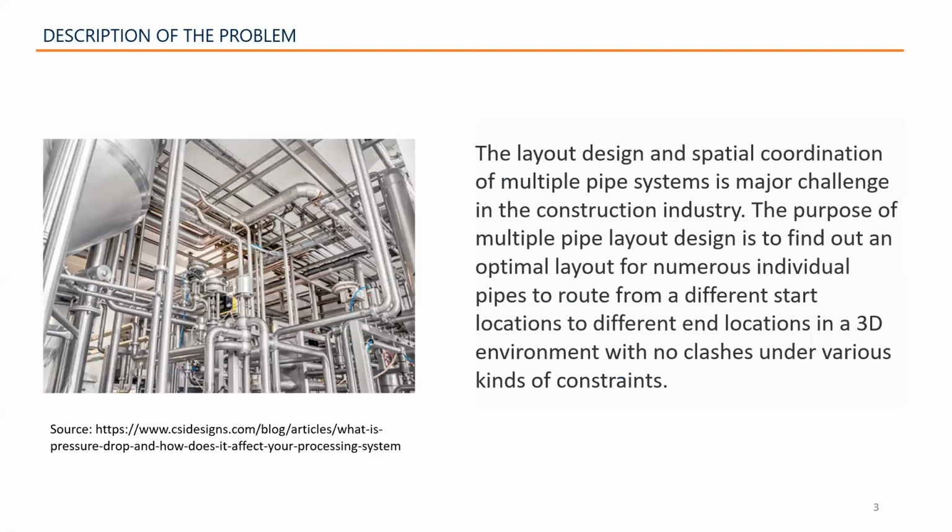Description of the problem. Piping is a system of pipes used to convey fluid from one location to another. The layout design and the spatial coordination of multiple pipe systems is a major challenge in the construction industry. The design of pipe system layout needs to consider factors such as building space geometry, system requirements, design code specifications, and the location and the configuration of relevant equipment.